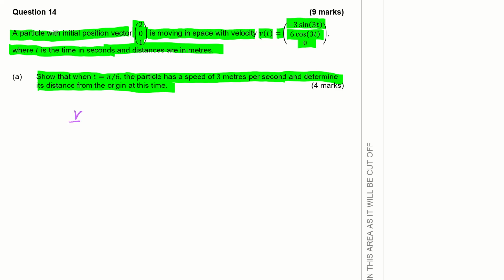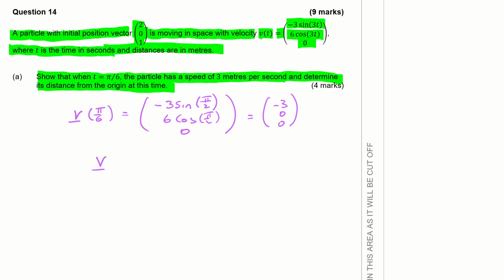Well, v(π/6) is going to be (-3 sin(π/2), 6 cos(π/2), 0). Cos(π/2) is 0, sin(π/2) is 1, so that is (-3, 0, 0), and therefore the modulus of v(π/6), which is the speed, is just going to be 3 meters per second.